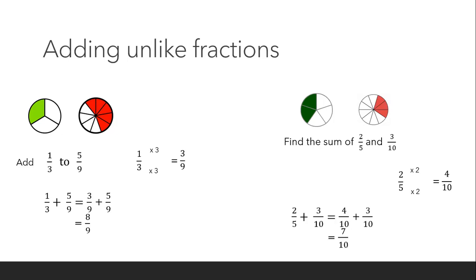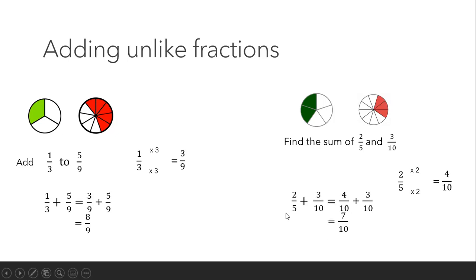And I do my little operation here, my addition. And instead of using 2/5 plus 3/10, I'm going to be using 4/10 plus 3/10. Add the numerators. 4 plus 3 equals 7, and my denominator stays the same. Easy peasy.